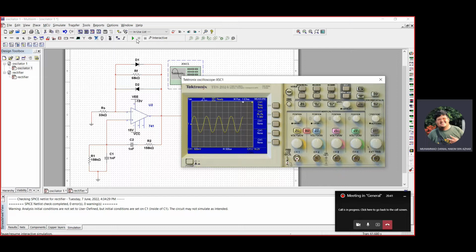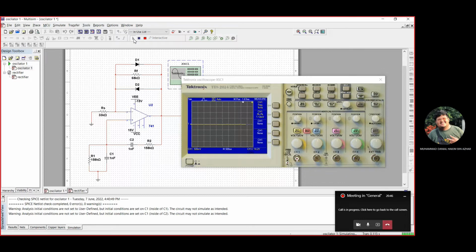So this is the result. I get the frequency 1k and the peak to peak is 1.38 volt. That's all for oscillator 1.